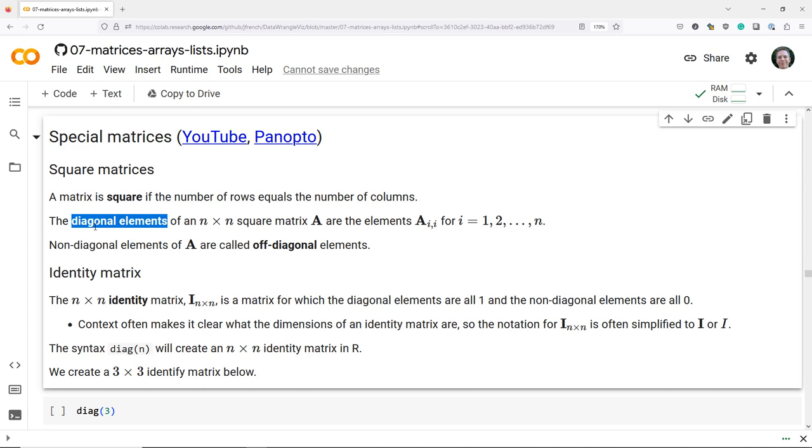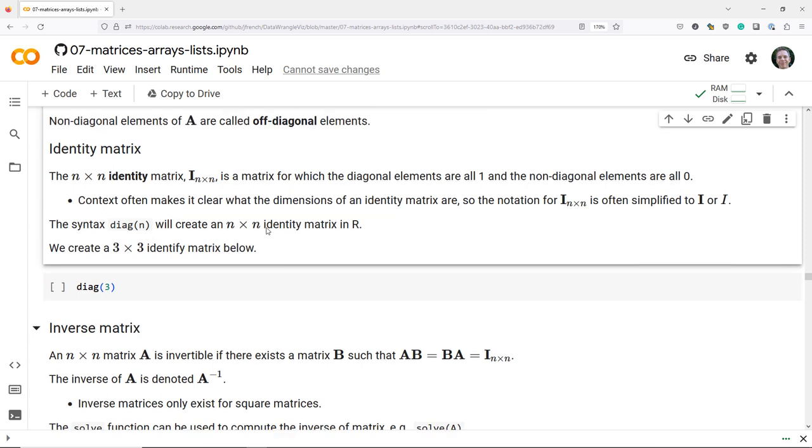The diagonal elements of an n by n square matrix A are the elements A_ii for i running from 1 up to n. So basically, for however large this matrix n is, the diagonal elements are elements 1,1, 2,2, 3,3, and so on until we get to the last row and column of the matrix A. The elements that are not diagonal elements of A are called off-diagonal elements. So that's a brief summary of square matrices.